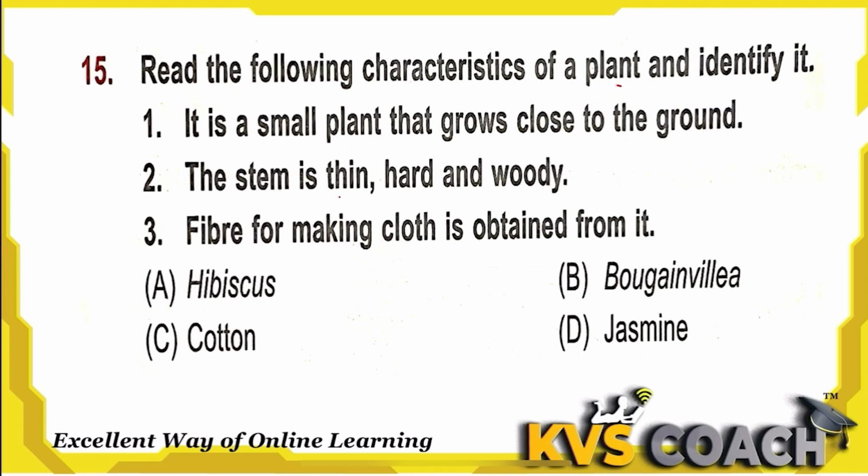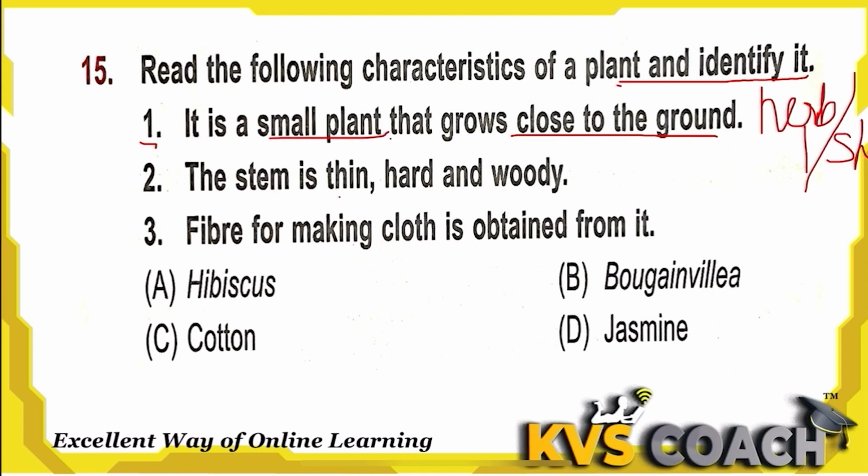Question 15 is, read the following characteristics of a plant and identify it. Option 1, it is a small plant that grows close to the ground. Small plants are herbs or shrubs. So it may be a herb or it may be a shrub. Let's check. The stem is thin, hard and woody. Herbs don't have a hard stem. It means it will be a shrub plant, which is woody and hard.